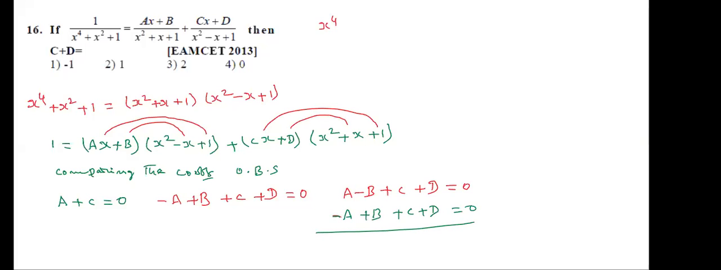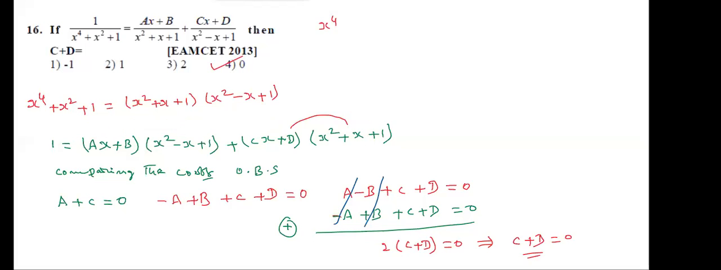Solve these two. That means add. These two cancel. Remaining, what is that, students? 2 into c plus d is equal to 0. Now finally, c plus d value, how much? 0. Fourth option correct. I think, students, all of you understood now.